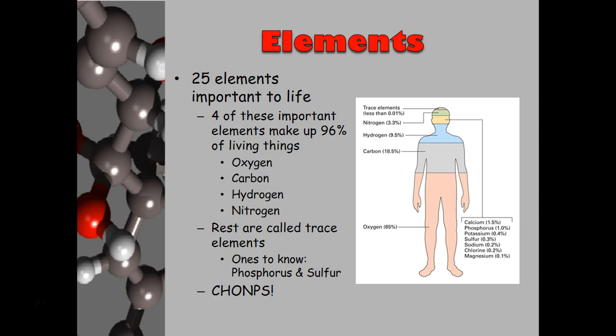The other 21 elements that are important to life, we talk about them as trace elements. Okay? Now, that doesn't mean that trace elements aren't important. It's just that they don't make up crazy amounts of matter in living things. Alright? You're going to be responsible for having to know 6 total elements in relation to how they associate with living organisms. The carbon, the oxygen, the nitrogen, and the hydrogen, as well as 2 of the trace elements, your phosphorus and your sulfur. Okay?